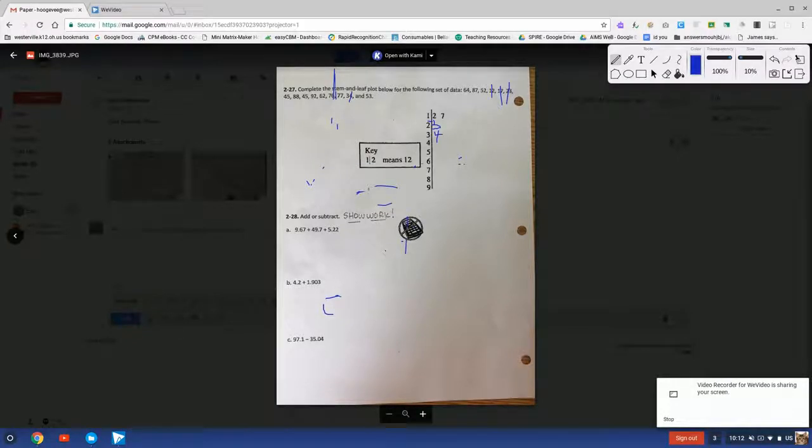Again, it says show your work. Do not use a calculator. So I would, again, remember you have to line up your decimals. So let's see if I can get a decent drawing on this one. 9.67. Then we have 49.7. And then I have 5.22. Now that's pretty bad because this program's not working with me today.